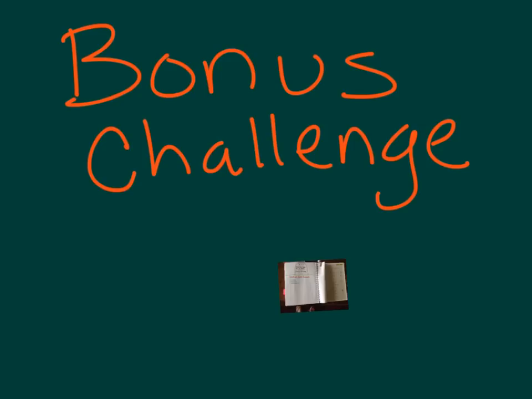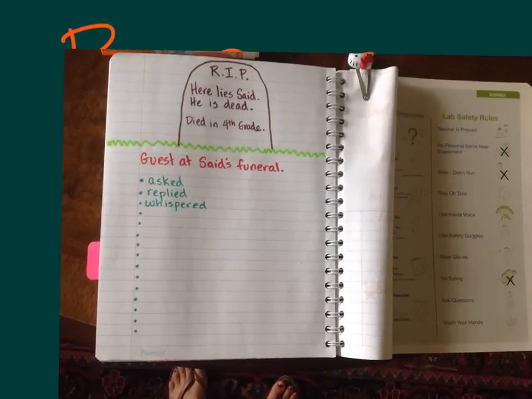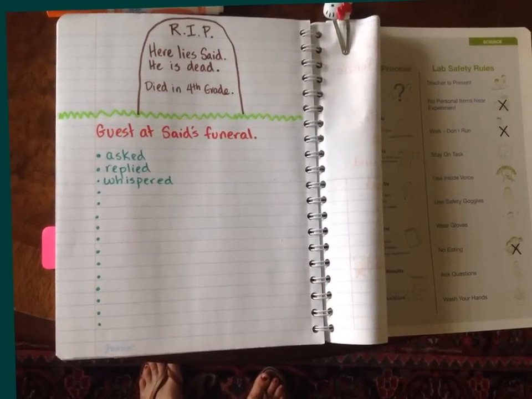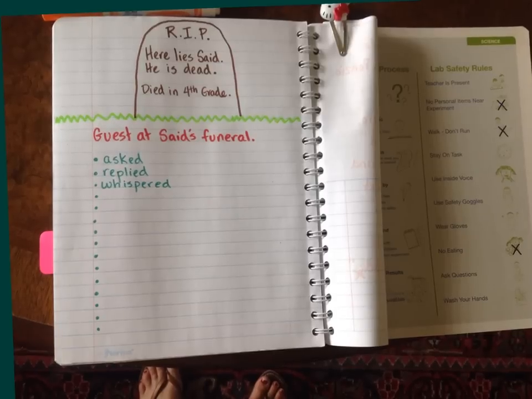Okay, boys and girls, here's a bonus challenge for you. Turn to the very back of your writing journal. You probably have a character trait chart glued in back there already. Go to the next page. Create a page for the verb said.